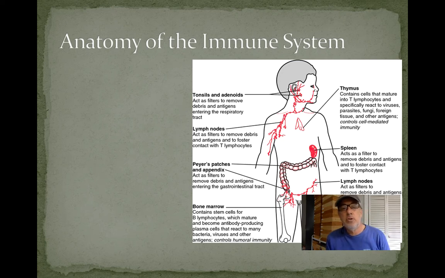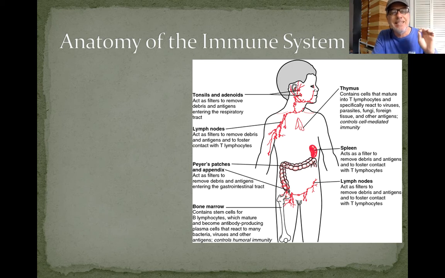Welcome to the third talk on the immune system. Today, what I would like to talk to you about is the anatomy of the immune system and what gets done where, as well as vaccinations. So let's get started. Let's start by taking a deeper look at the anatomy of the immune system.